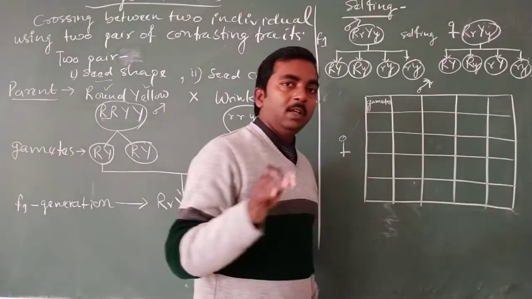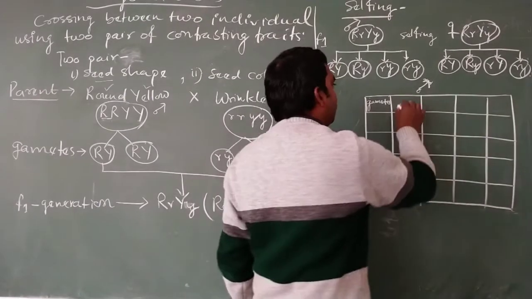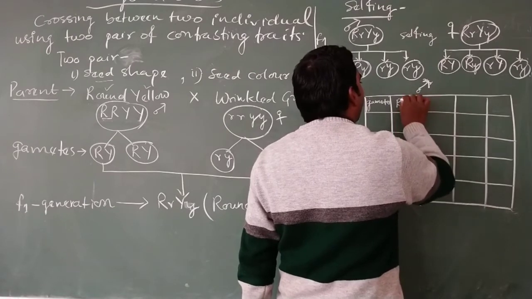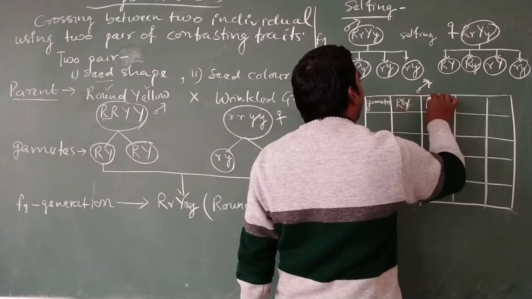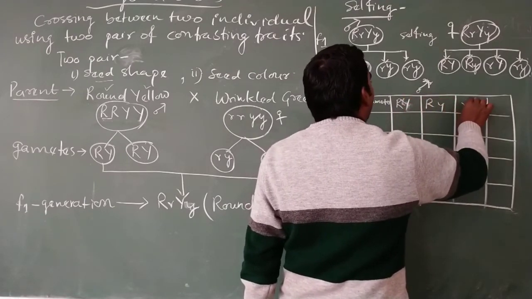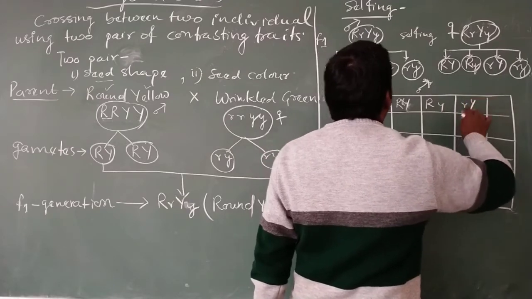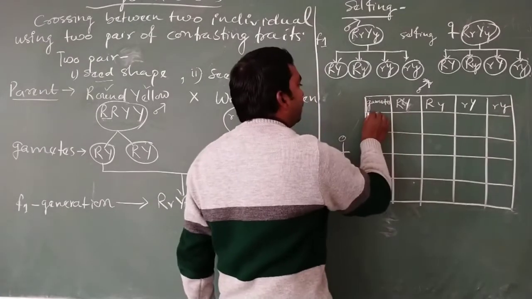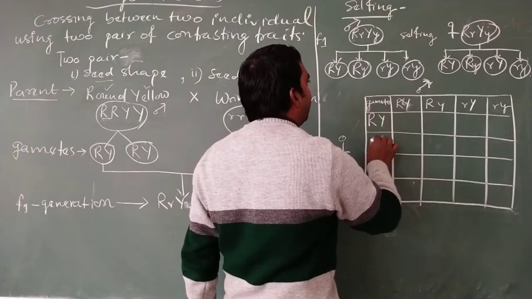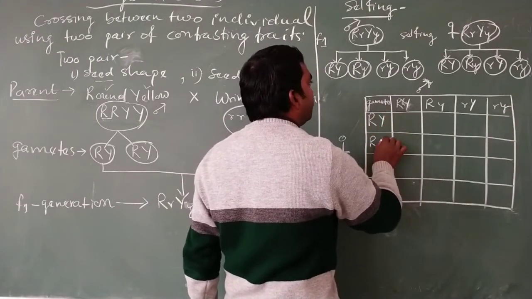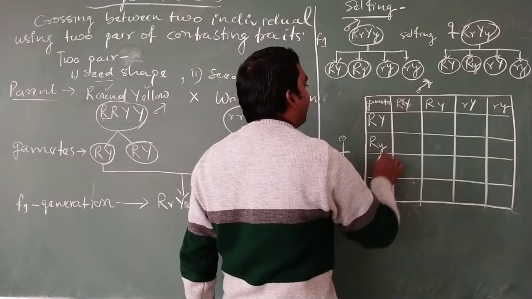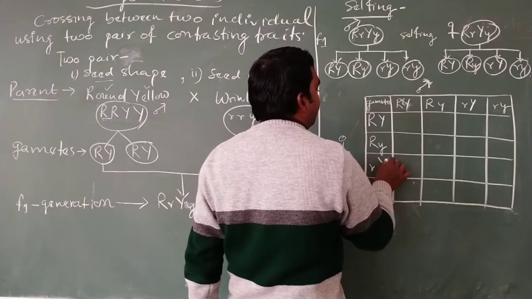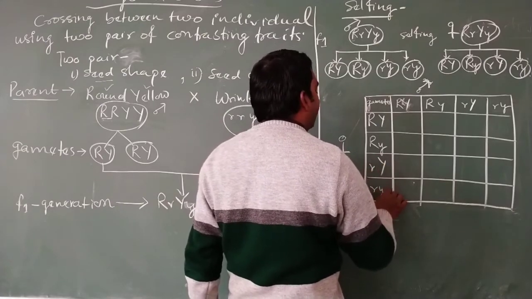So first of all we arrange the possible gametes. So male has capital R capital Y, capital R small y, small r capital Y, small r small y. Same for female: capital R capital Y, capital R small y, and small r capital Y, small r small y.